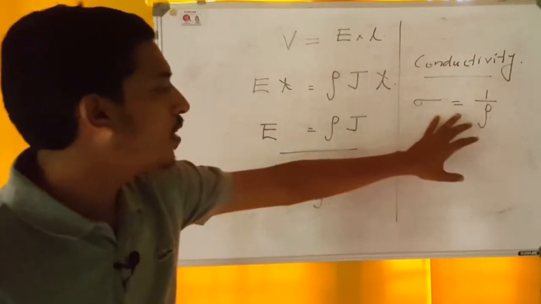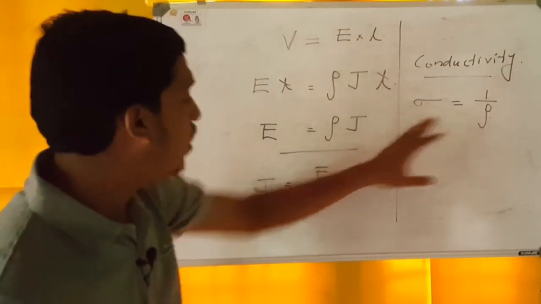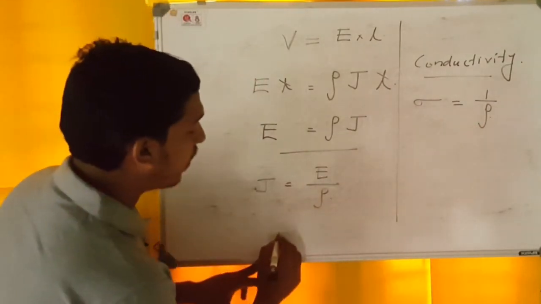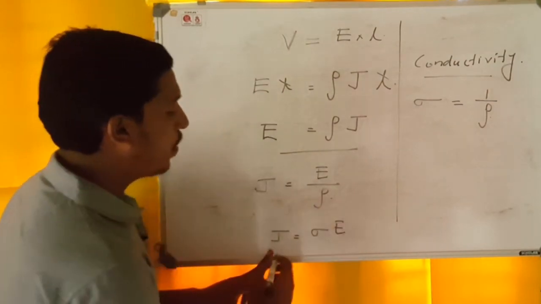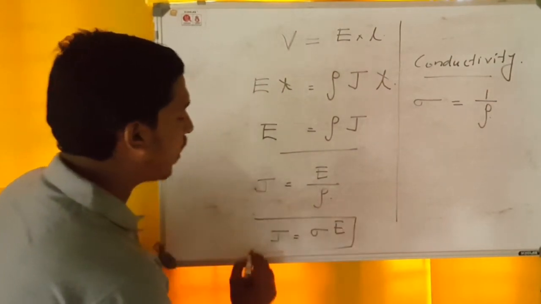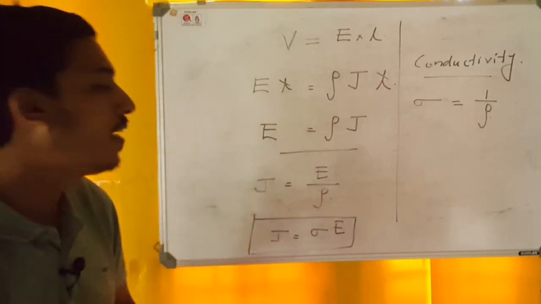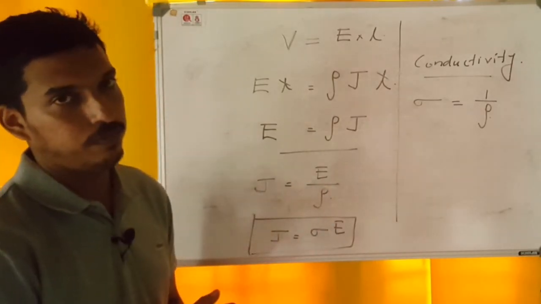So when we apply this into this equation, we write the current density J is equal to sigma E. That means the current density J is equal to the conductivity into the electric field applied across the conductor.